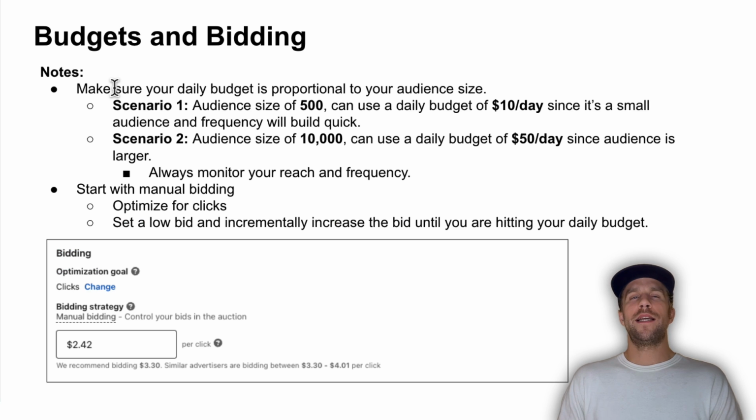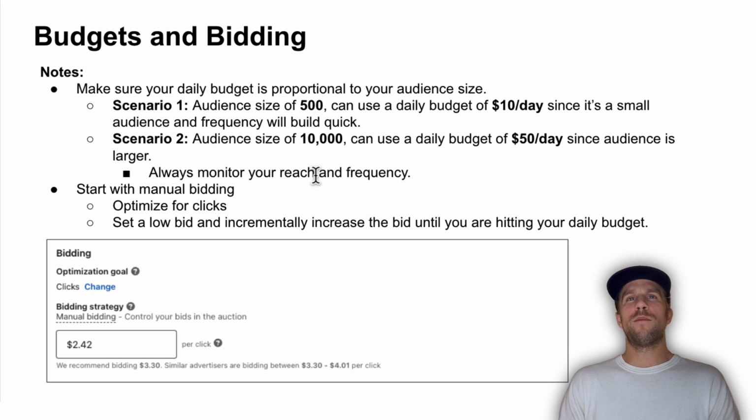And for budget and bidding, you want to make sure your daily budget is proportional to your audience size. So if you have a really small audience, you want to have a relatively smaller budget compared to if you have a really large audience. You want to have a larger budget to make sure you're getting reach and getting in front of the users. So in this example, say you have an audience size of 500, a $10 per day budget would work for retargeting. And you'll just want to keep an eye on the frequency and how fast that builds, as well as if you have a larger audience, say you have a ton of traffic coming from Google search and you're creating these retargeting audiences, you can use a larger budget to stay in front of those users.